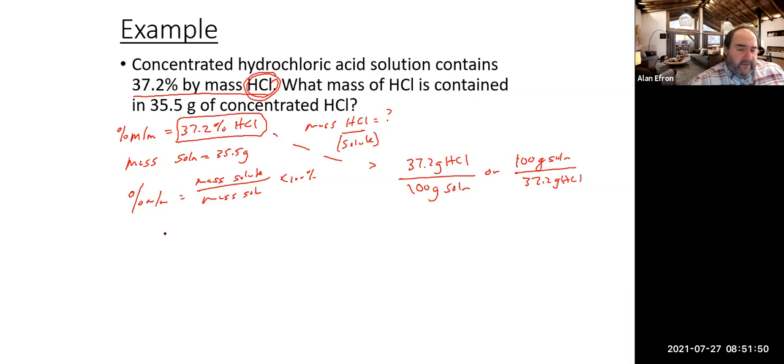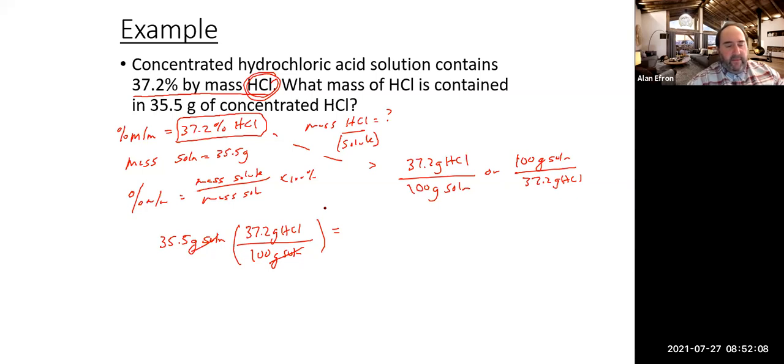So if we use the conversion factor way, again, with 35.5 grams of our solution, we would use the conversion factor on the left there, which is 37.2 grams of HCl per 100 grams of solution. The grams of solution will cancel each other out, and we will be left with 35.5 times 37.2 over 100, which is 13.2 grams of HCl dissolved in there. Question on that particular one there?